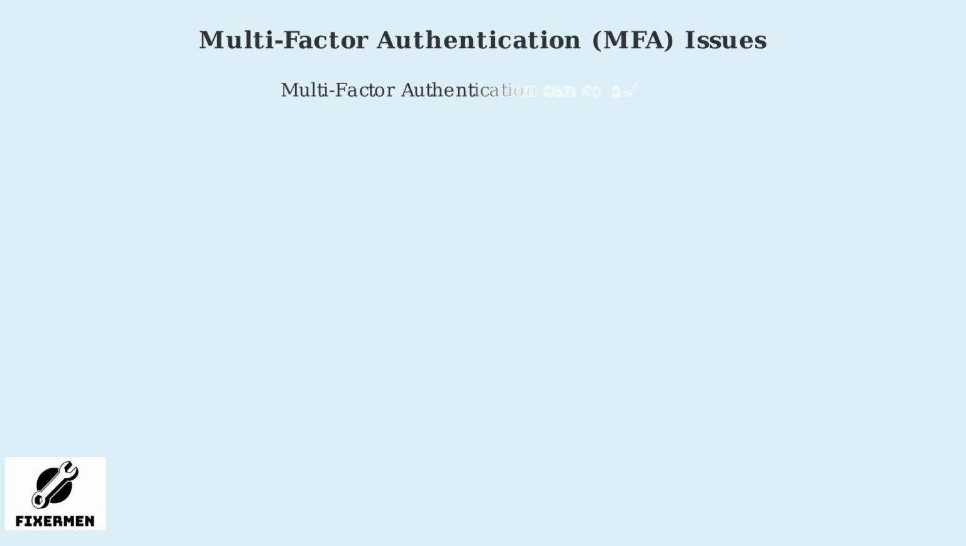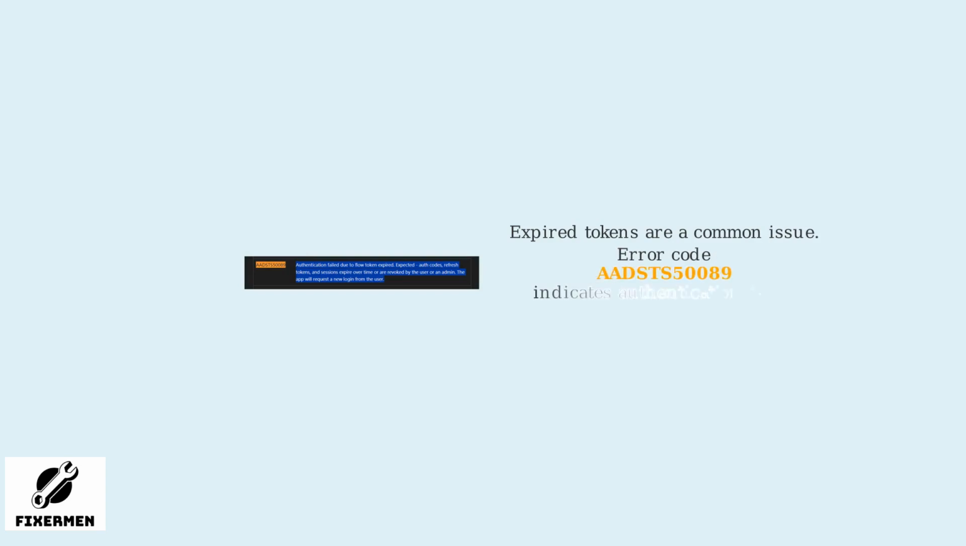Multi-factor authentication, or MFA, can be a source of Outlook connection problems. When MFA settings are misconfigured or tokens expire, users may get locked out of their accounts. One common problem is expired tokens. Authentication tokens have a limited lifespan, and when they expire, Outlook cannot connect. You'll see error messages like AADSTS FEV089 indicating the token has expired and needs renewal.